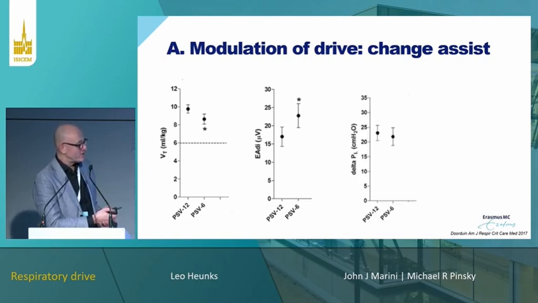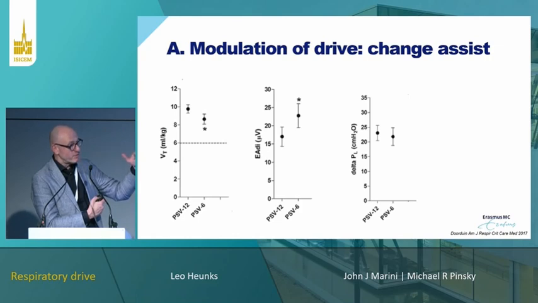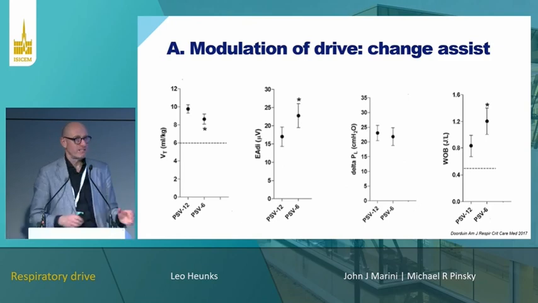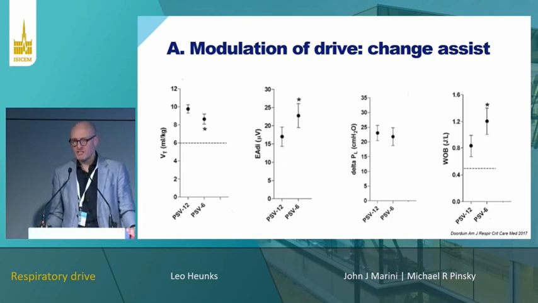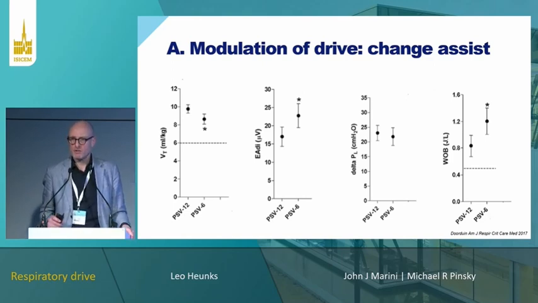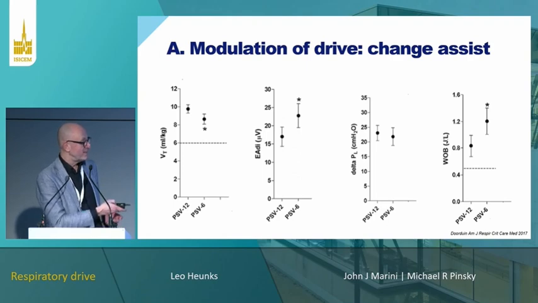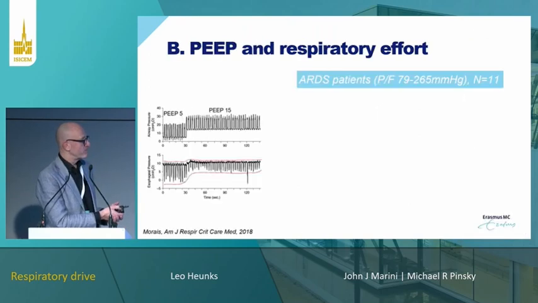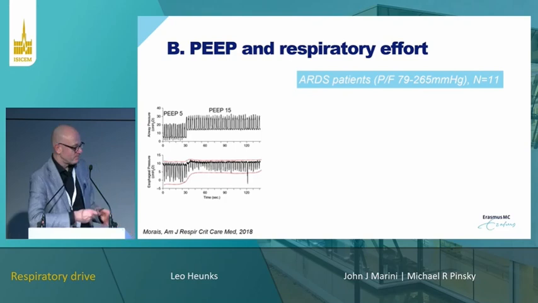The transpulmonary pressure, the pressure damaging to the lung, does not change at all, but the effort generated by the diaphragm increases. So perhaps in this case, just reducing inspiratory support might not be the best option. Again, drive increases, effort increases, but transpulmonary pressure remains the same. I think this is going to be really interesting.